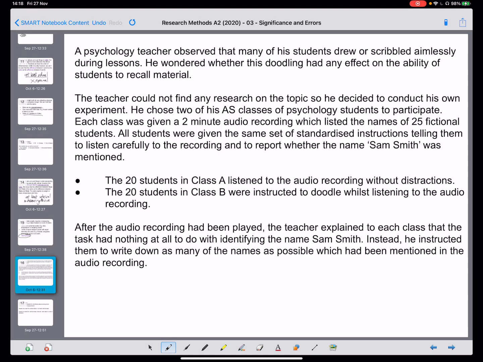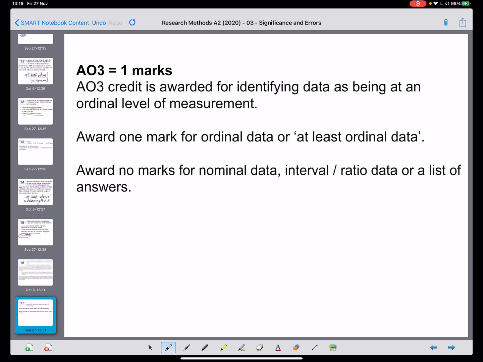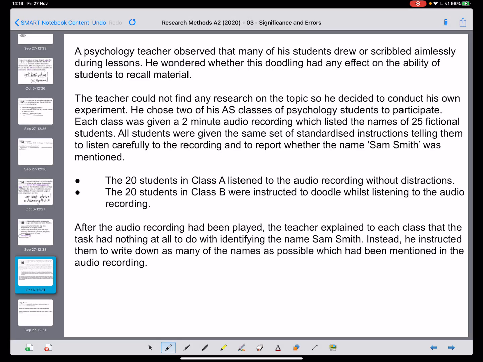Now, this is a long bit of reading for a very short answer. Okay, so quickly, it just says here, because I think what happens is sometimes we very easily jump to categories. So it says 20 students in class listened to the audio recording without distractions, and 20 listened with the recording, and they are doodling. They're given a particular time to do something. So, okay, it says here the data is at least ordinal. So why is the data at least ordinal?